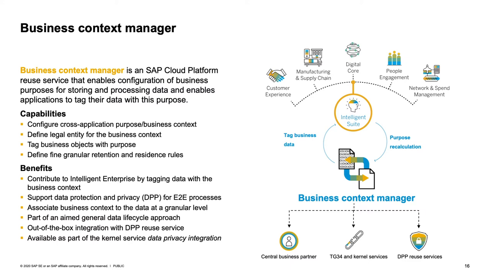What kind of data objects can be processed and what data attributes or fields which have personal data can be processed by the application. With such a configuration, you can realize granular management of data privacy and also granular definition of residence rules so that you can ensure the right data is deleted at the right time. So this is how we realize data privacy from an end-to-end perspective.